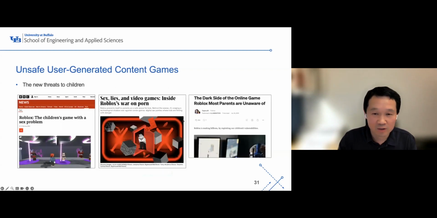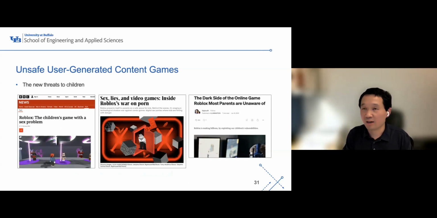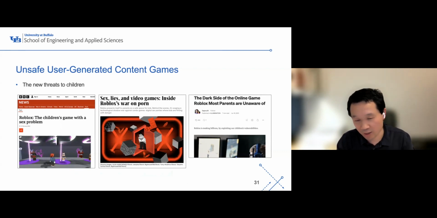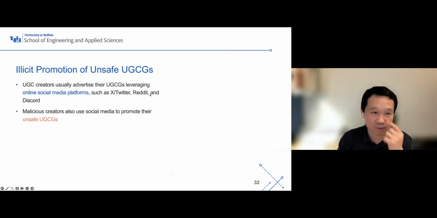But the problem with user-generated games is that there are some issues, because many games are offensive. We can see this in many recent reports. So we call this a new threat to children, because those games can be developed by any user, and any user can develop a game to target children. Once they develop a game, they send some images to a creator to try to promote those games.